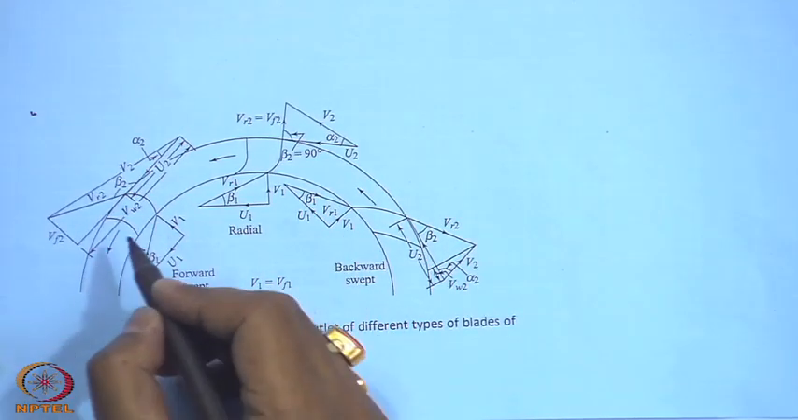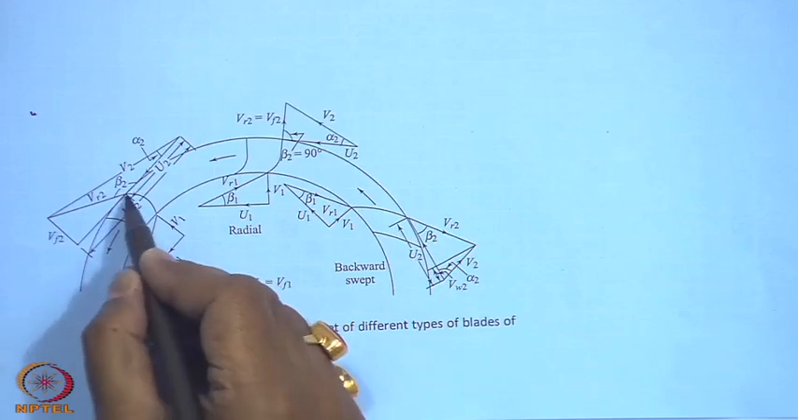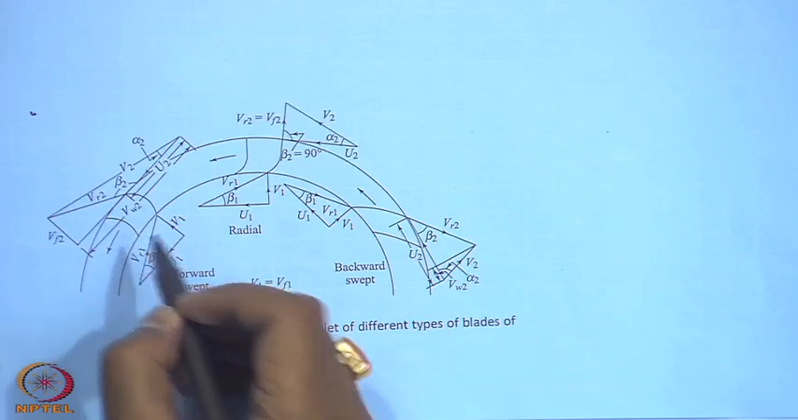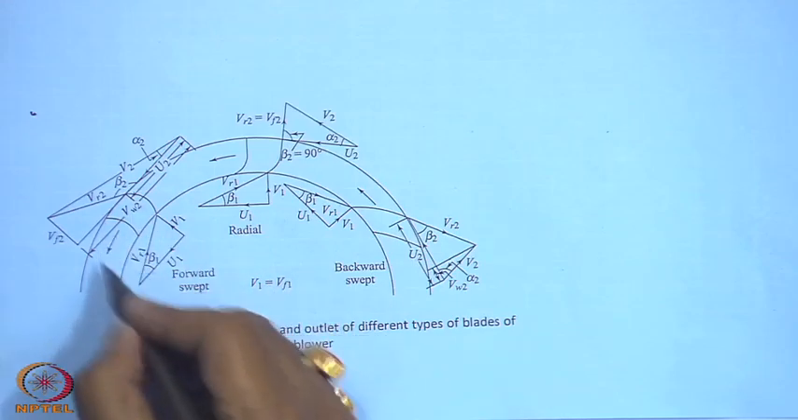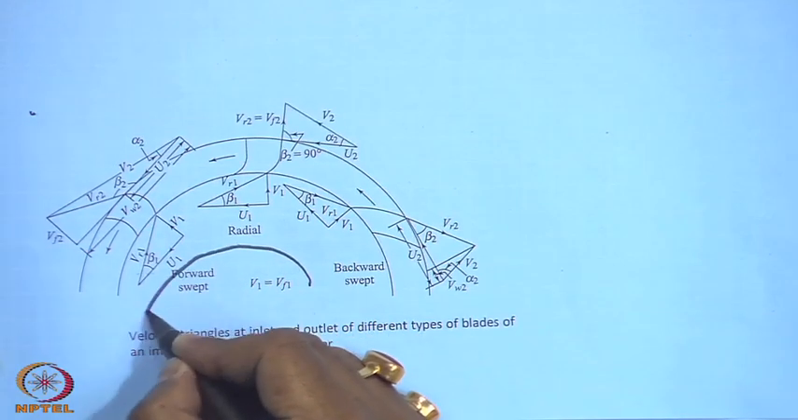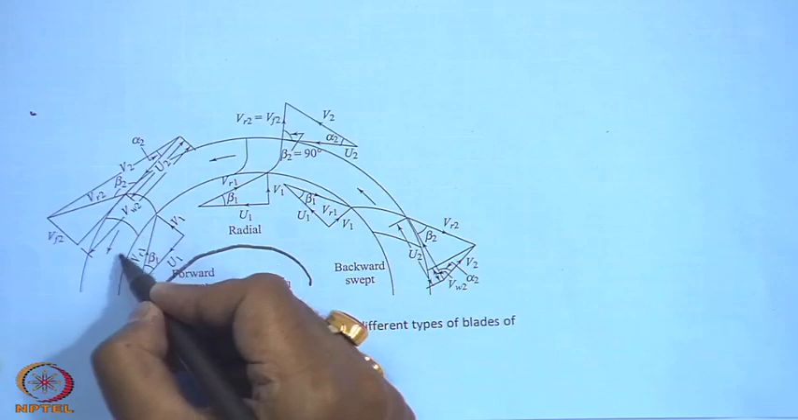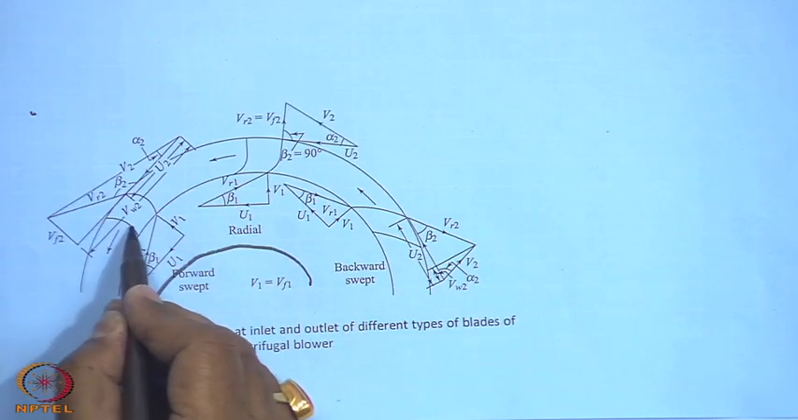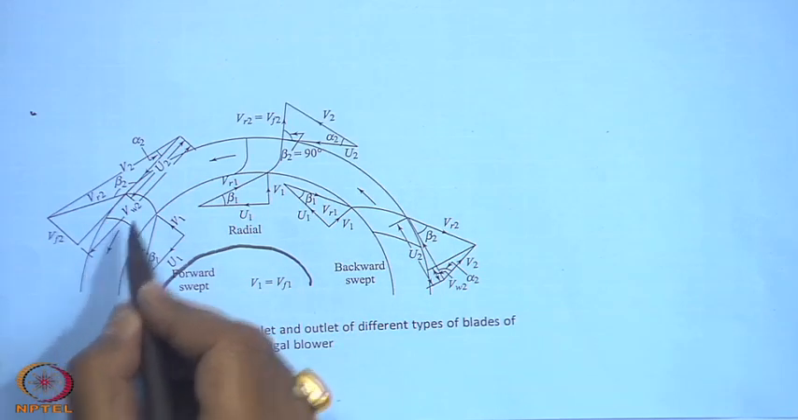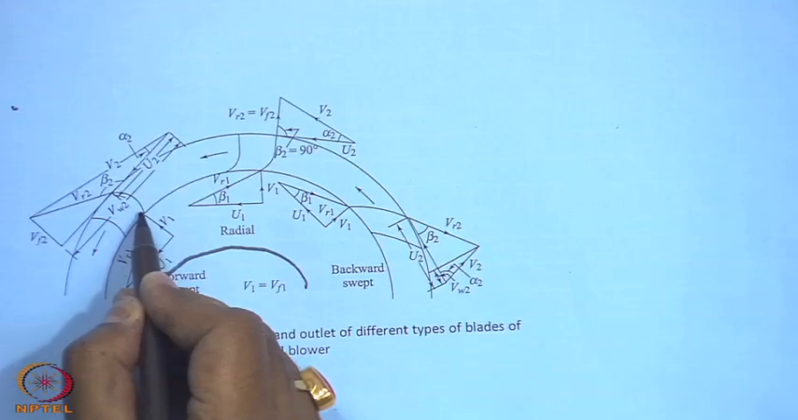One is known as the forward swept blade. You see this left one. What is that? If you consider the motion in this direction, that means this is the direction of rotation, that means the peripheral speed is in this direction, the tangential motion. So, the curvature of the blade is in the direction of the motion. This is known as the forward swept blade.